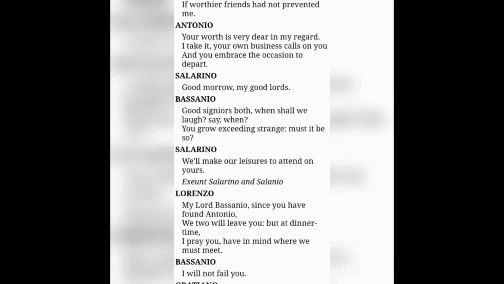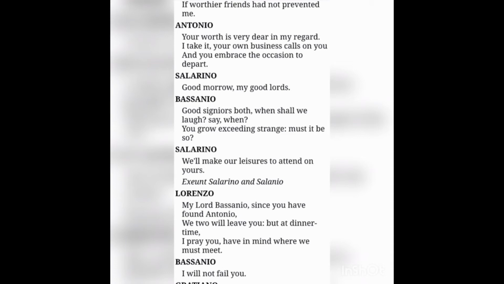Salario promises we'll make our leisures to attend on yours. The next time we get a chance, we are going to spend some time together. Exeunt, Salario and Salanio. Now these two friends of Antonio leave the scene. Lorenzo speaks out. He says, my lord Bassanio, since you have found Antonio, we too will leave you. But at dinner time, I pray you have in mind where we must meet.